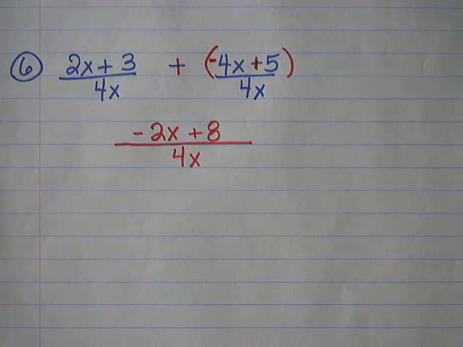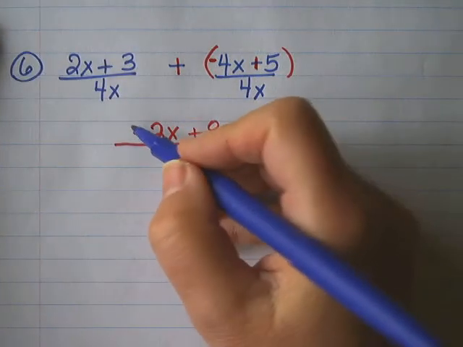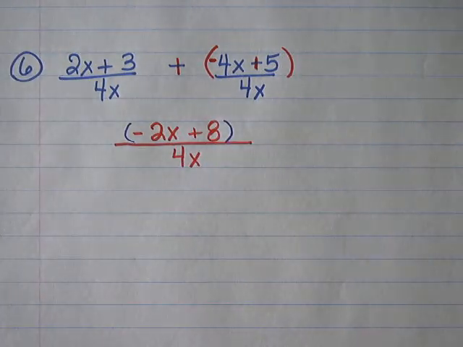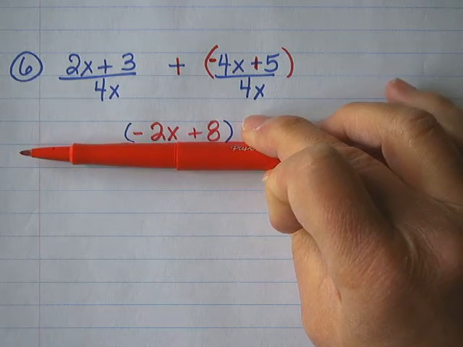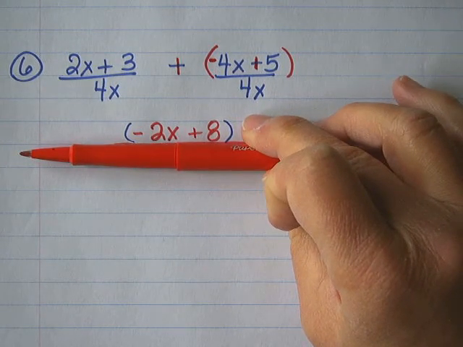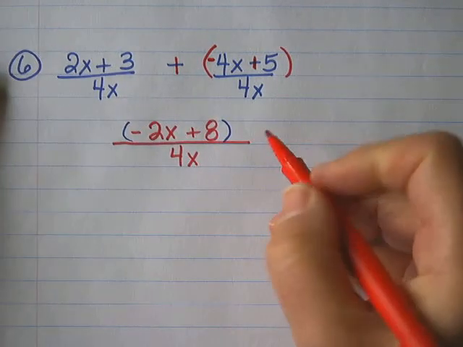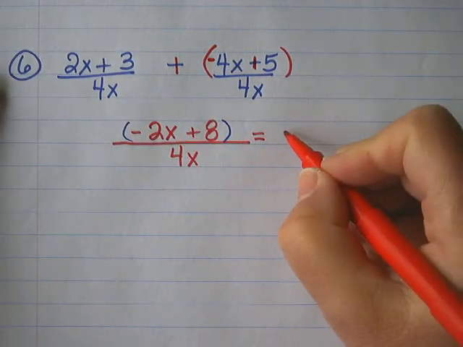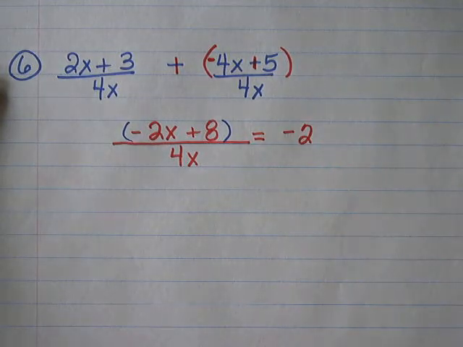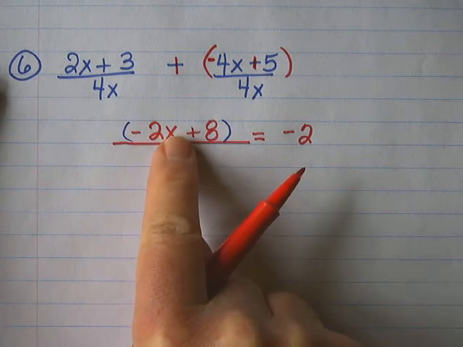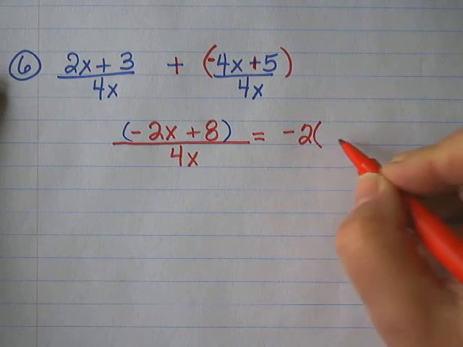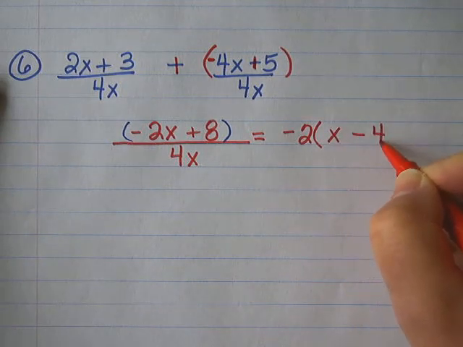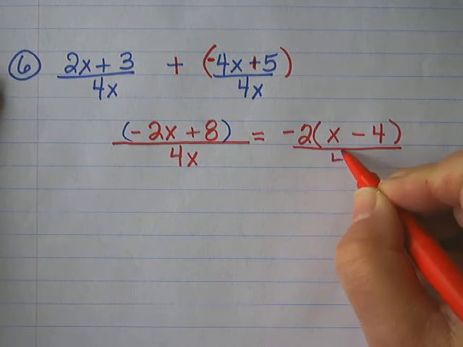Okay. So right now, I see that I have a family right here, so I can't cancel anything. But if there was a common factor in this numerator, I should probably try to factor it out and see if it cancels someplace else. So if I factor a negative 2, some of you will factor out a positive 2. It's okay, we're going to get the same answer. I always try to leave this to be a positive coefficient if I can. So this is negative 2 times x minus 4 over 4x.